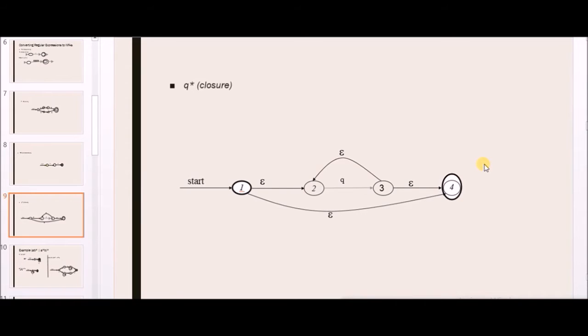First, take a look at the nullable part. If we are in state 1, take an epsilon move, and we will be able to go to the final state 4. The second part is, take an epsilon move, and we will be able to go to the next state. Take the Q move, and we will be able to go to state 3. Take any number of moves, then take an epsilon move, and we will be able to go to the final state 4.